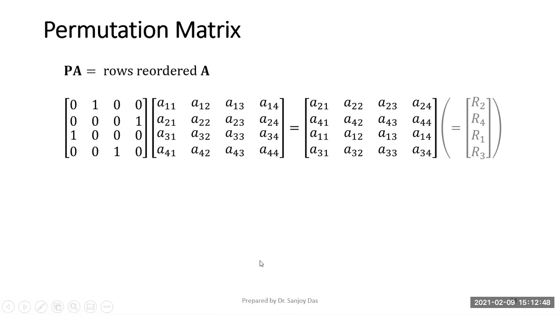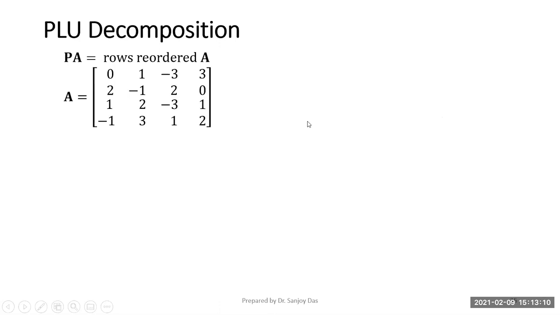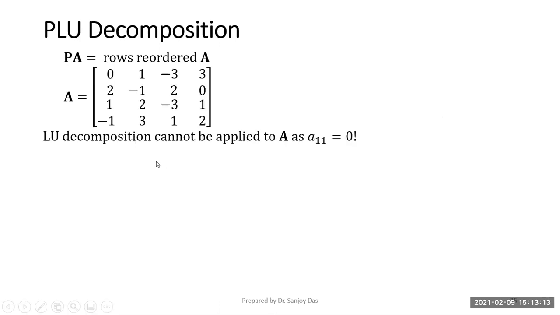So what does a permutation matrix do? It somehow rearranges the rows. Pre-multiplying A with a permutation matrix is equivalent to rearranging the rows of the matrix. So PA equals row reordered A. This is my A.